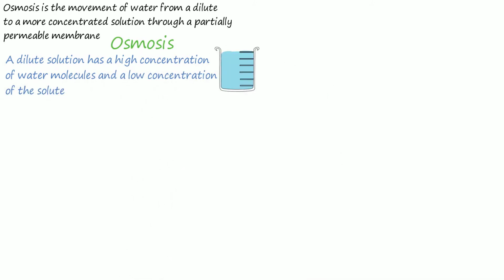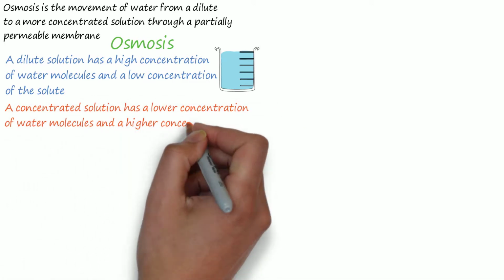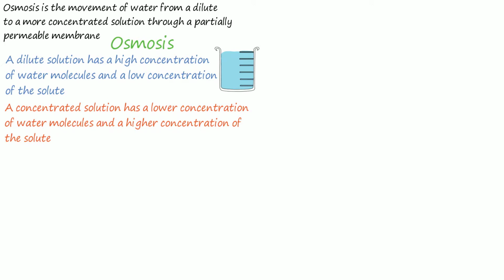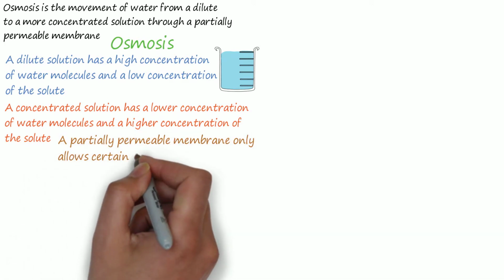A dilute solution is a solution which has a high concentration of water molecules and a low concentration of the solute. The solute is the particle dissolved in the water, so this could be sugar. A concentrated solution has a lower concentration of water molecules and a higher concentration of the solute.